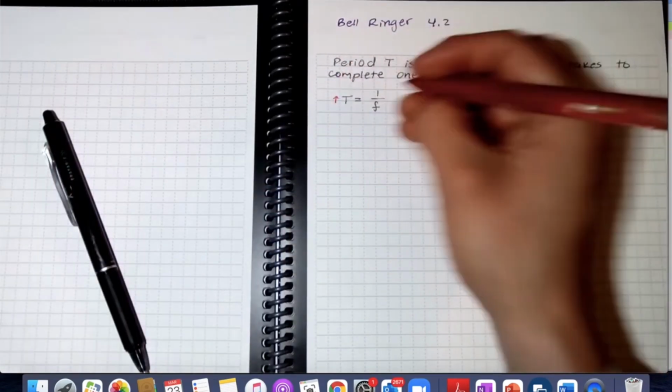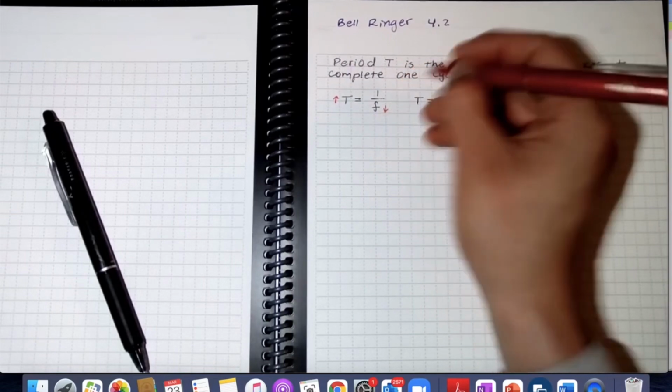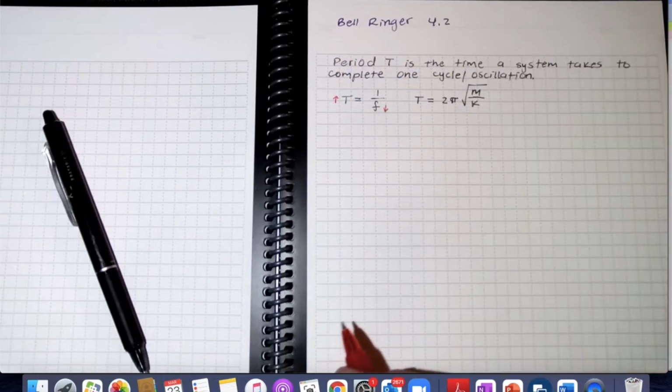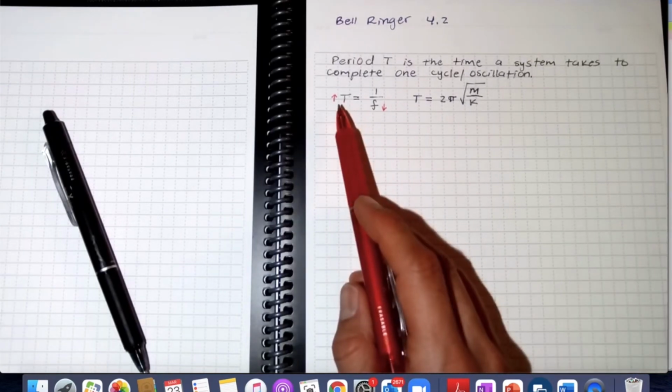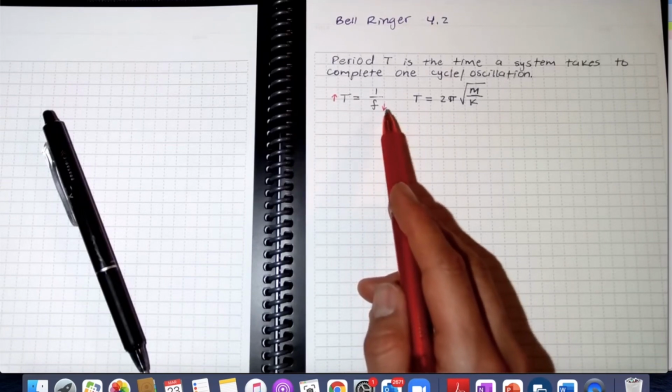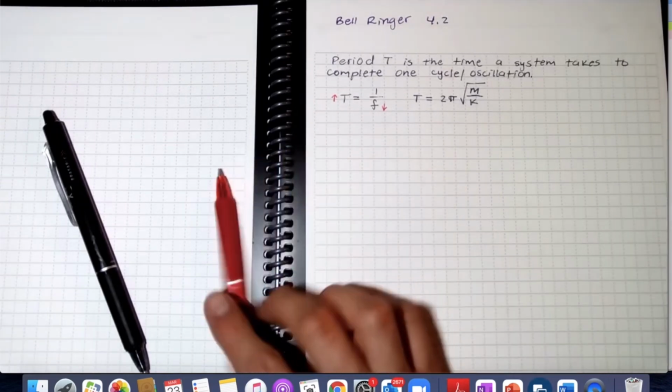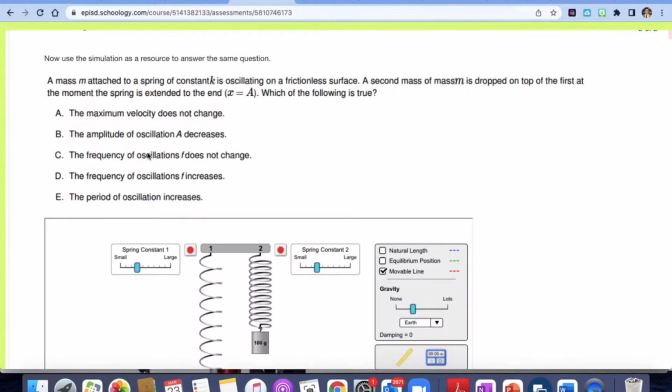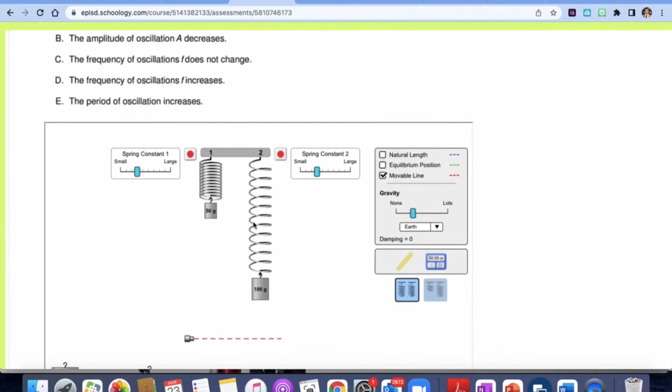Now, if the period increases, notice how period and frequency are inversely proportional. So if the period increases, that means the frequency has to decrease, right? Don't forget that the frequency is the number of events or cycles per unit time. So if it's taking us more time to do one cycle, then that's going to reduce the number of cycles per unit time. So if we go back to the answer choices, the frequency does change. It decreases. This one says increase, so we cancel A, B, C, D. And the only one left is E. The period of oscillation increases. It takes more time to complete one oscillation.